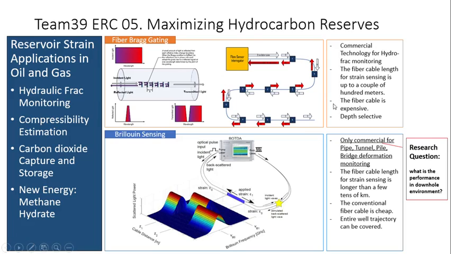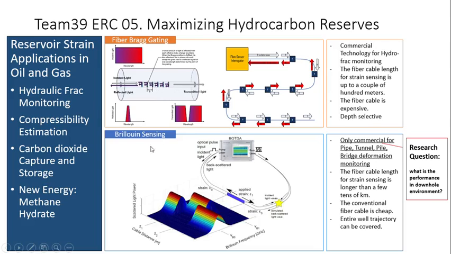The fiber cable is expensive because it requires a special manufacturing process to make a stripe of refractive indexes inside of the glass material of the fiber core. The depth will be selective because the sensing part of the fiber has to be predefined before the installation to an oil well.